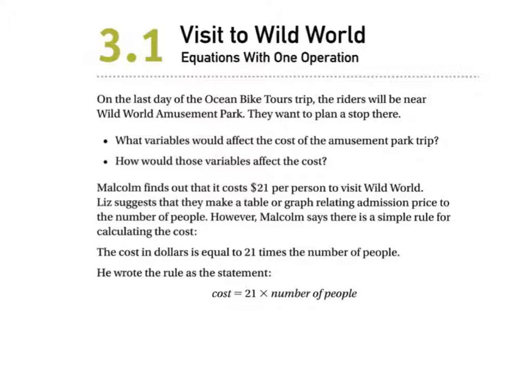So two key questions in this problem say what variables would affect the cost of the amusement park trip and how would those variables affect the cost. So if you look at our information that Malcolm found, it says that it costs $21 per person to visit Wild World, and that Malcolm's come up with a rule, which is kind of our definition of an equation. An equation is a rule for calculating the cost. So he says that the cost in dollars is equal to 21 times the number of people.